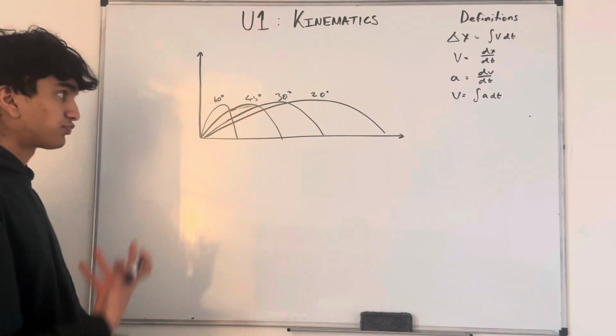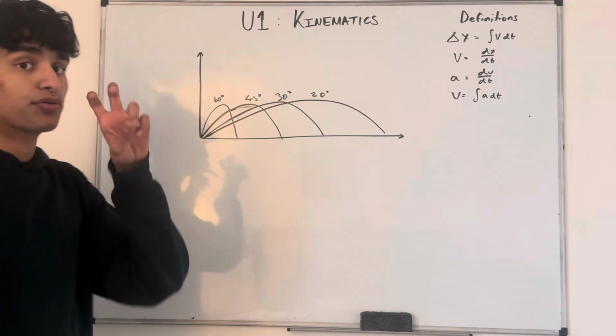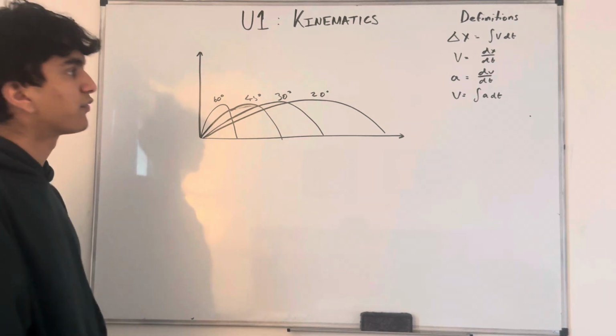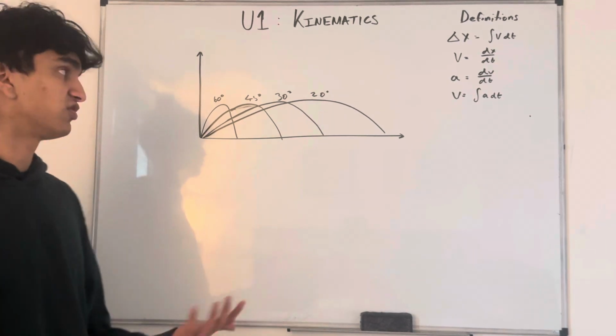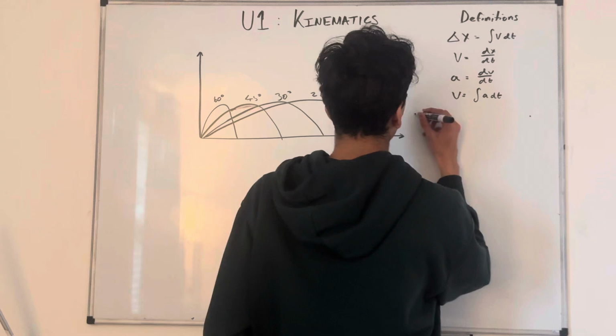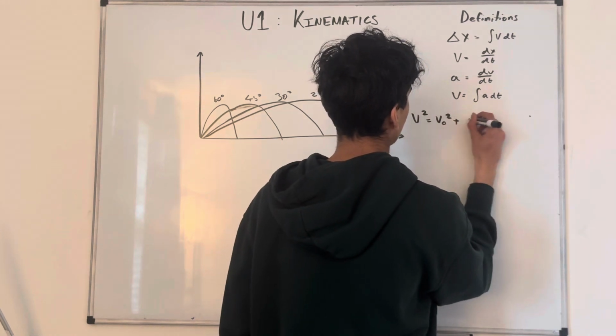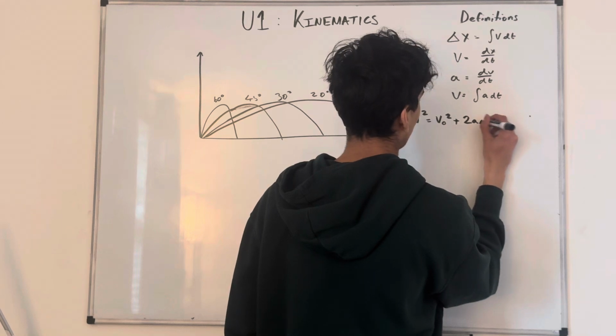Well, if I want to prove this or figure it out, I don't know anything about time. So whatever equation I'm going to use, it better not have time. So I'm going to use my v squared equals v initial squared plus 2 times a times change in x.